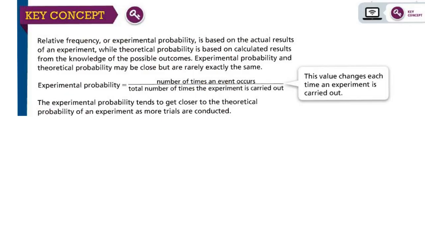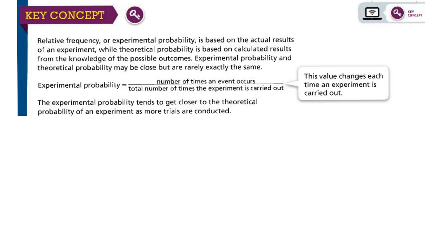Your key concept on page 370 explains to us what relative frequency and experimental probability are. Experimental probability, unlike theoretical probability, will change each time an experiment is carried out. Theoretical probability is based on the knowledge of your outcomes and what should take place. Experimental probability is based on data and is what actually takes place.